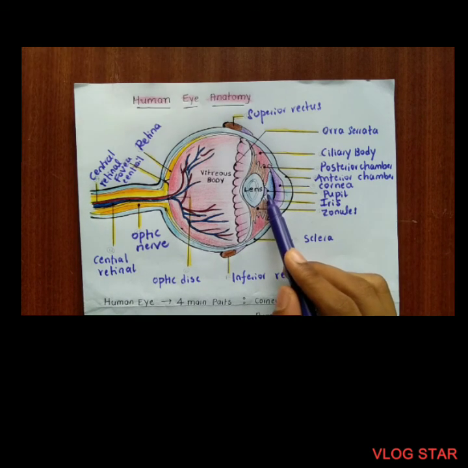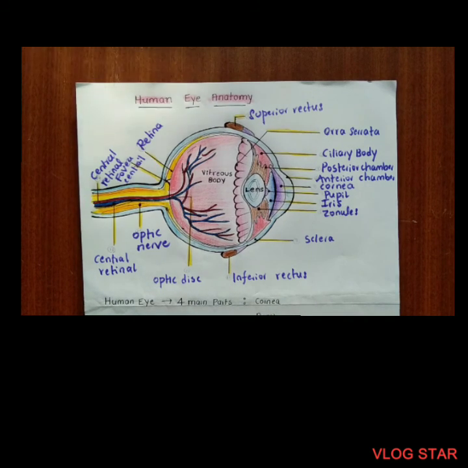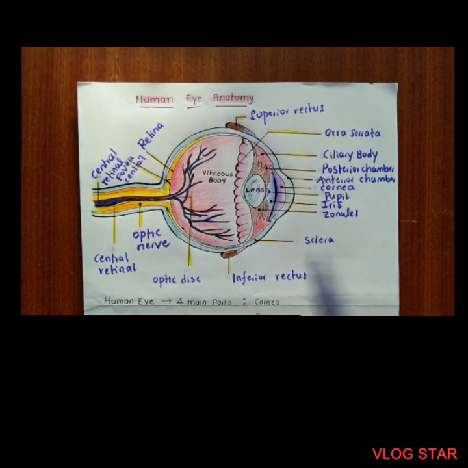This part is the pupil. Next we see cornea. Cornea is like a window that controls and focuses the entry of light into the eye. The pupil controls the amount of light that enters the eye by opening and closing. Pupil, cornea, iris, lens: these are the human eye's four main parts.